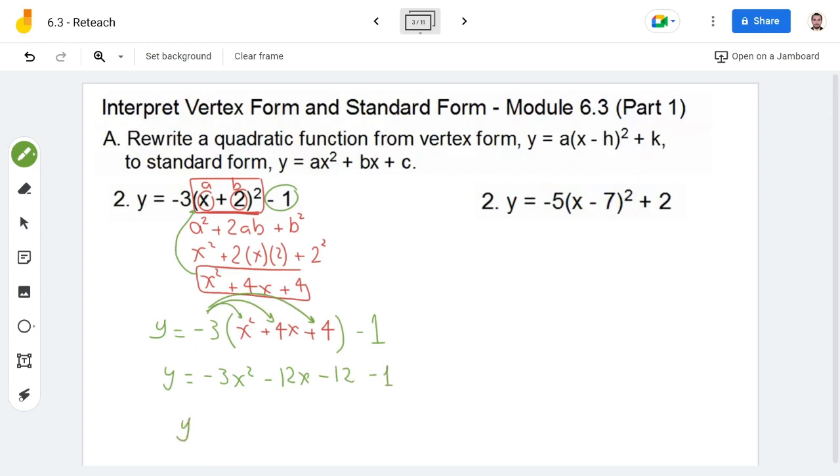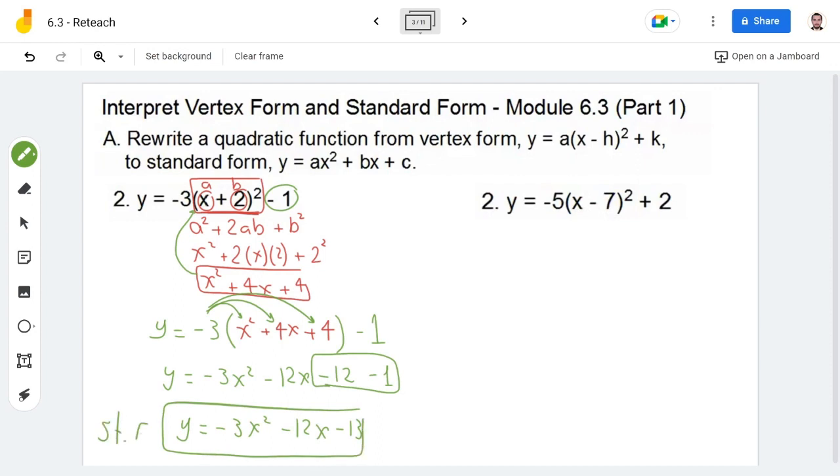Now add the like terms. So we have the last two, negative 12 and negative 1, same term. So now negative 3x squared, negative 12x, and negative 12 minus 1 is negative 13. So now this is the final answer. This one is the standard form, and the question is the vertex form. Now let's do one more example here. So now we do the same steps.